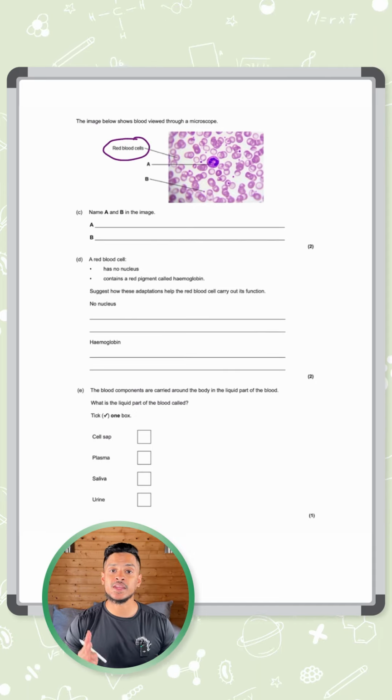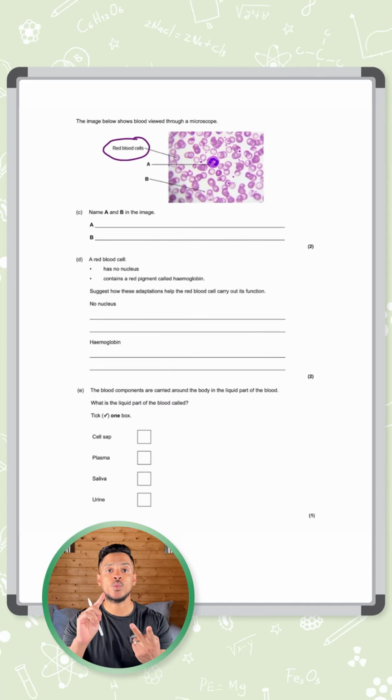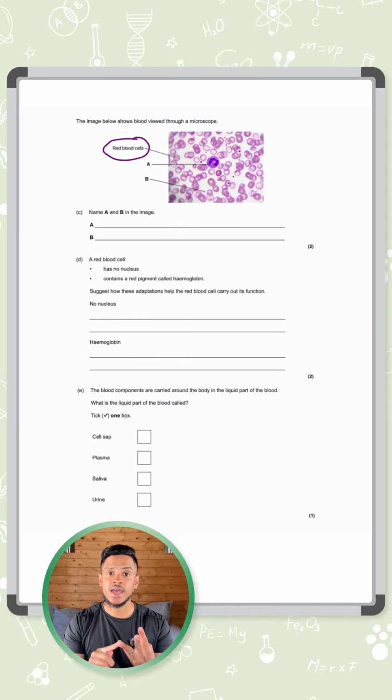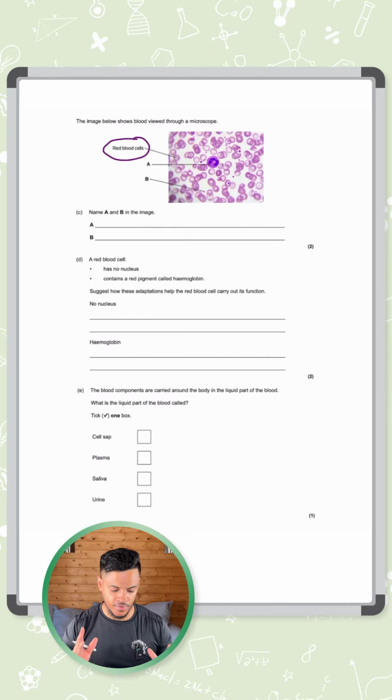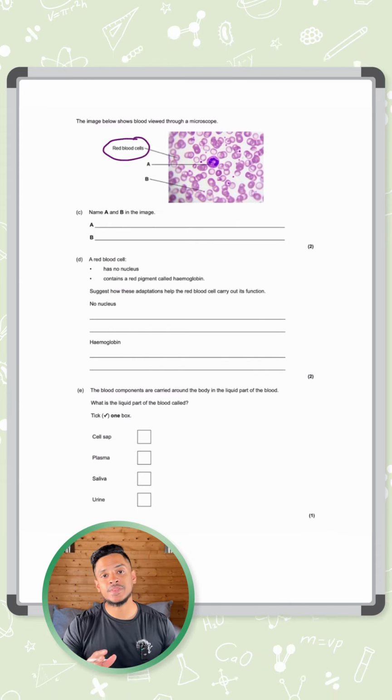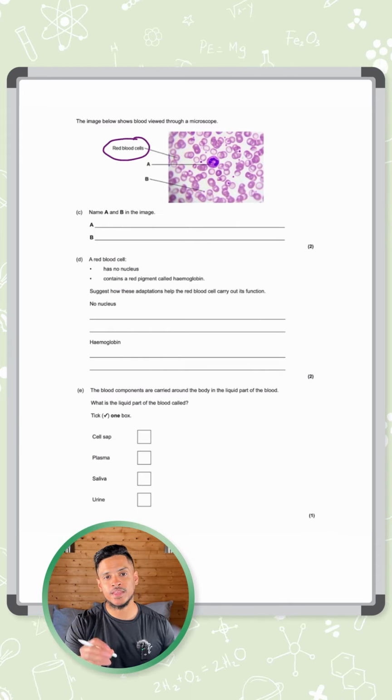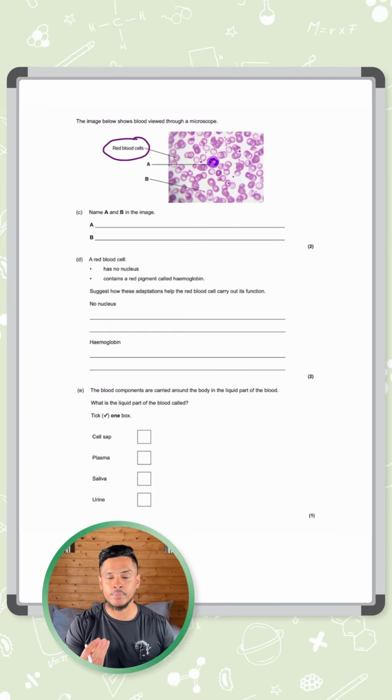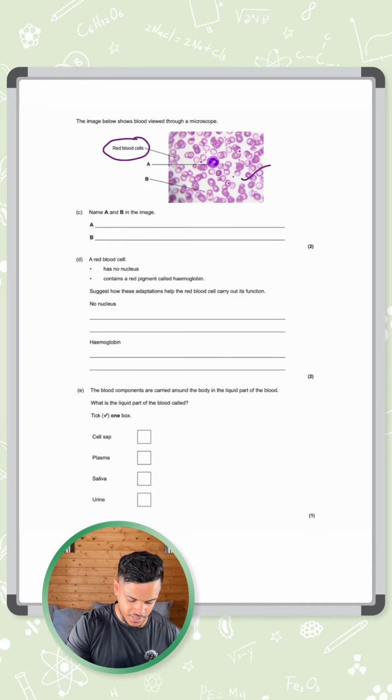So remember, the blood is made out of 4 things: red blood cells, white blood cells, plasma, and platelets. So let's try and identify what each of these are. We've got red blood cells already done. Plasma, remember, that's the liquid part of the blood. So when you're viewing that through a microscope, it doesn't really appear as anything. It's just going to be the empty space in the middle.